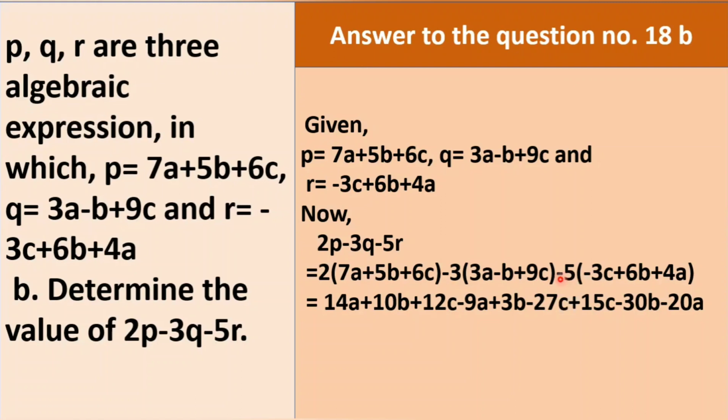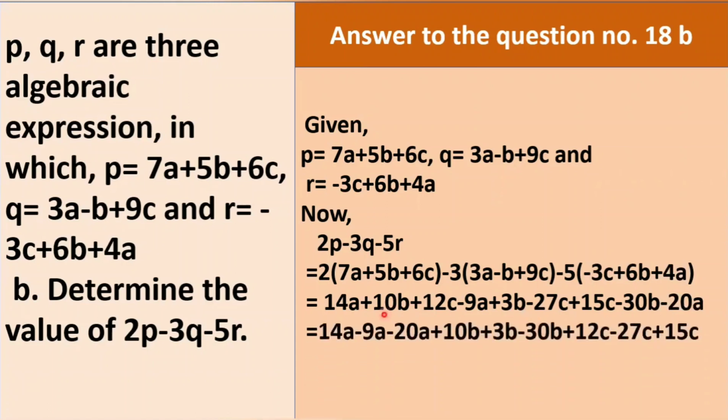Again, before 5 there is a minus sign. And inside bracket before 3c there is a minus sign. So minus and minus makes what, students? Yes, it's plus. So 5 multiplied by 3c, it's 15c. Plus and minus makes minus. 5 into 6b is 30b. Then plus and minus makes minus. So 5 times 4a is 20a. We are done with the multiplication.